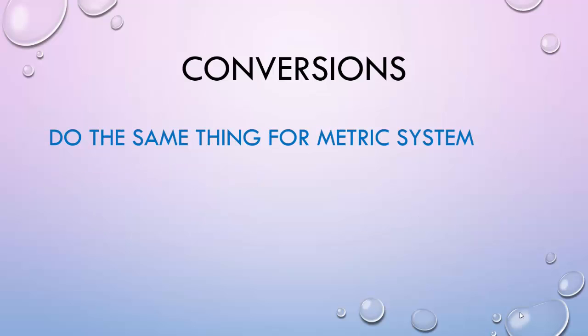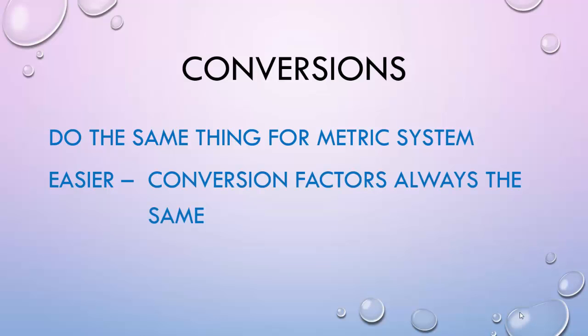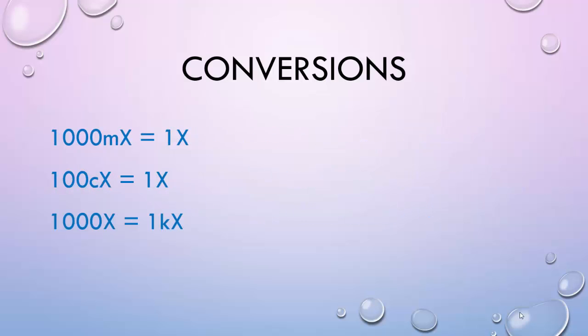Now you do the same thing for the metric system, only it happens to be easier because the conversion factors are always the same, and they're always going to be some factor of 10. And you remember that you need to know that 1,000 milli-x equals 1x. So for example, 1,000 milligrams equals 1 gram. 100 centi-x equals 1x, 100 centimeters is 1 meter, and 1,000x equals 1 kilo-x. For example, 1,000 liters is a kiloliter. And if you can do conversions with these three, you can do conversions for any metric conversion, and I will give you the equivalency statements for all the others.